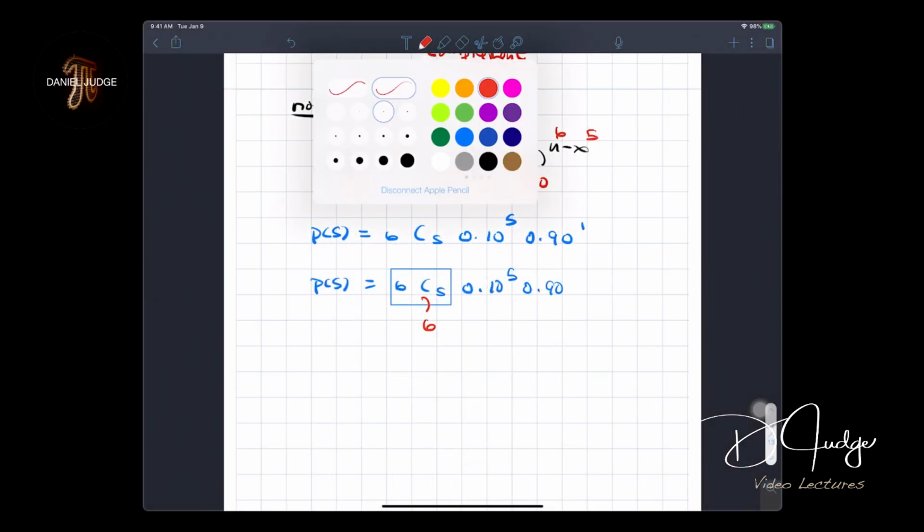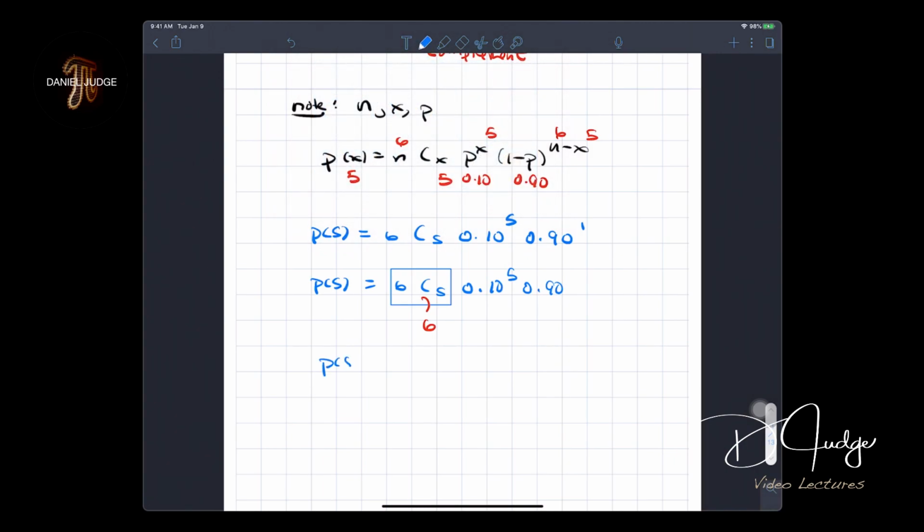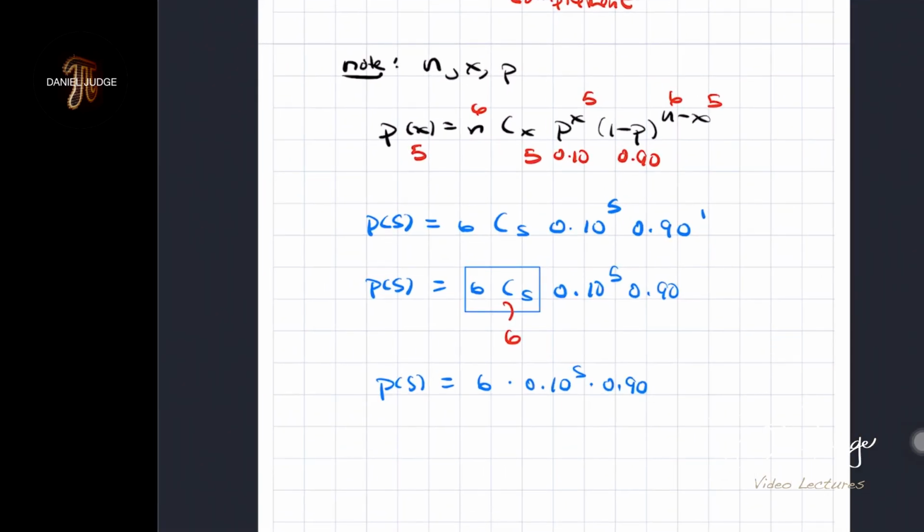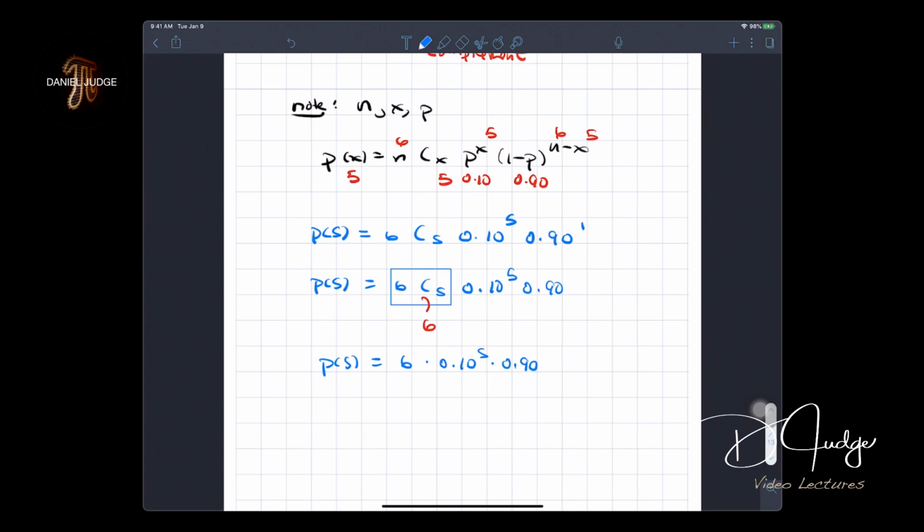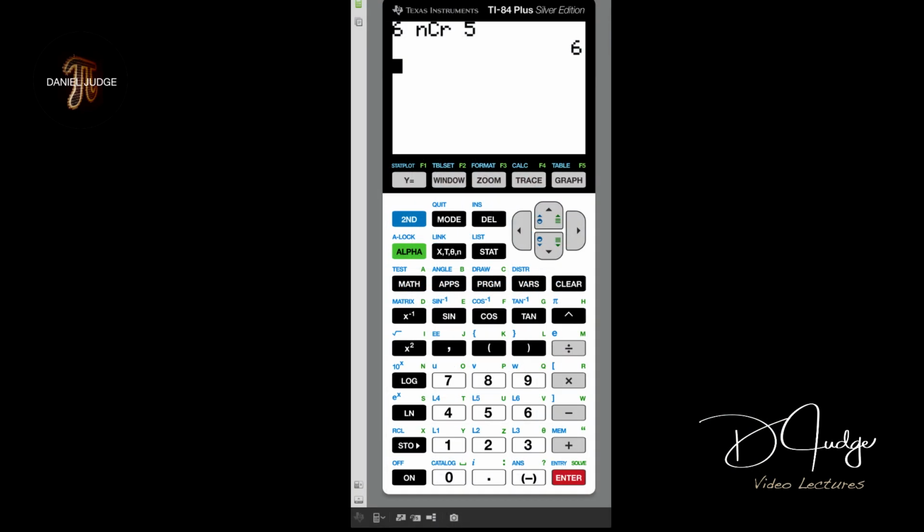So, punching this in, P of 5 is 6 times 0.10 to the 5th power times 0.90, or just 0.9. Doesn't matter. So, 6 times 0.1 raised to the 5th power times 0.9, and that's going to be to the 1st power, right? So here's what we get.